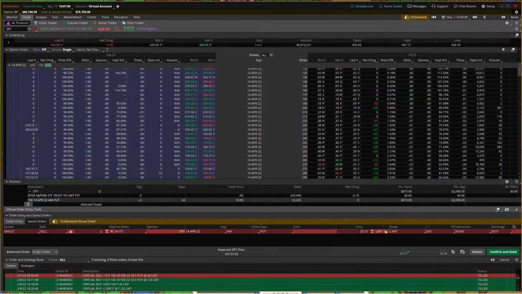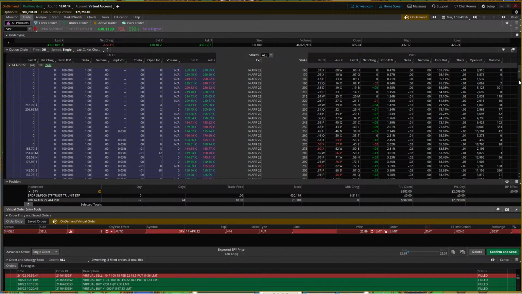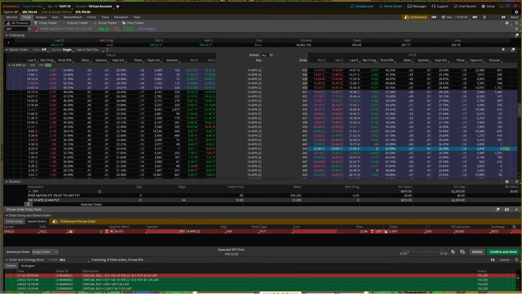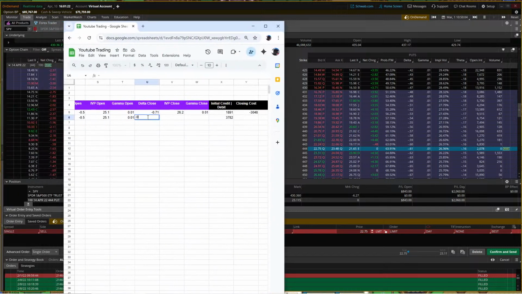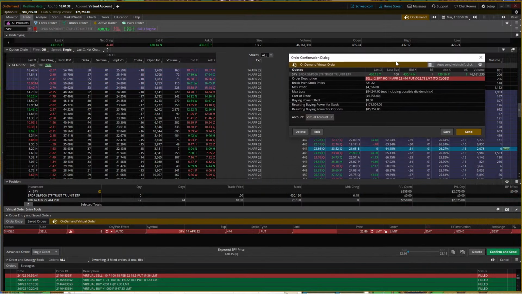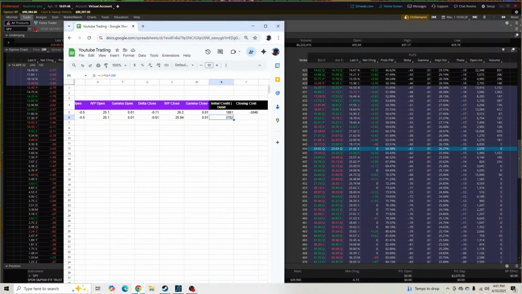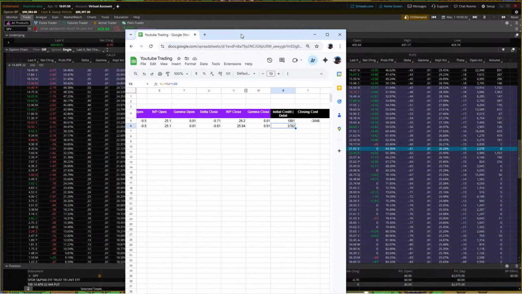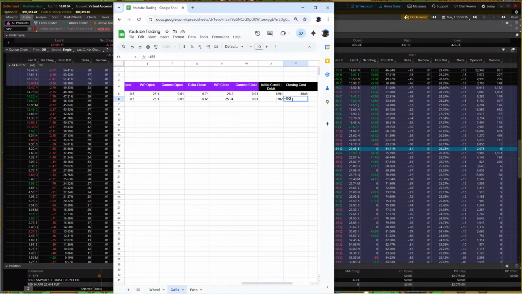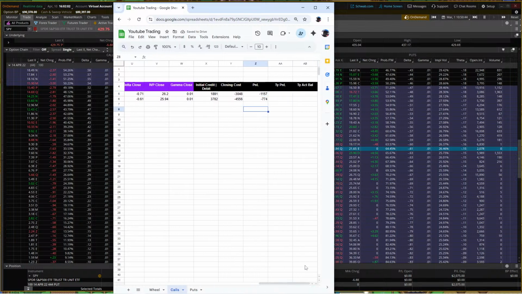So sell those two. And right here. There's our trade. Let's move this over. So we got minus 0.61. IVP is 2594. Gamma 0.01. Run by 1%. That's going to bring us to 4556. That's 4556. So it's over 4. Perfect.